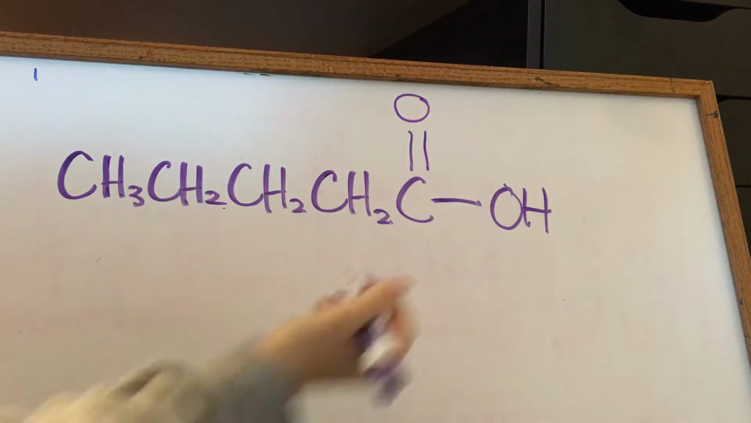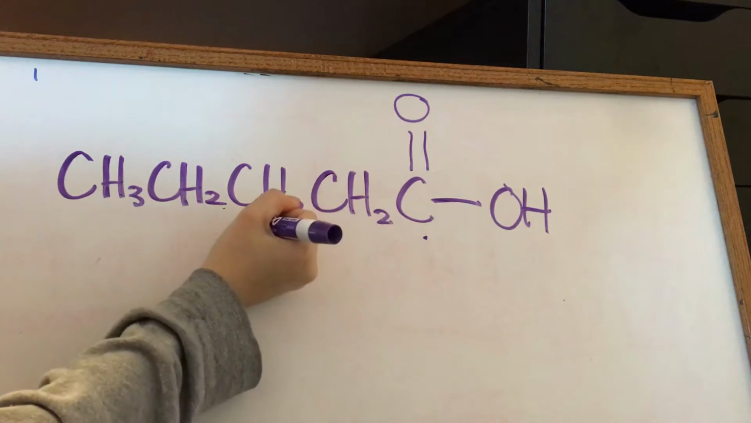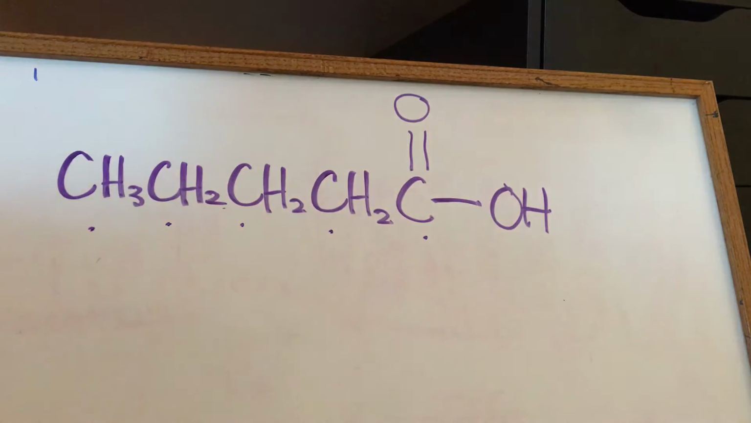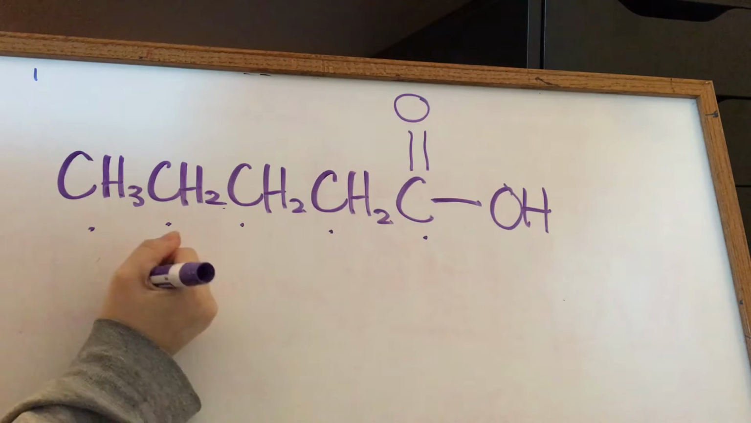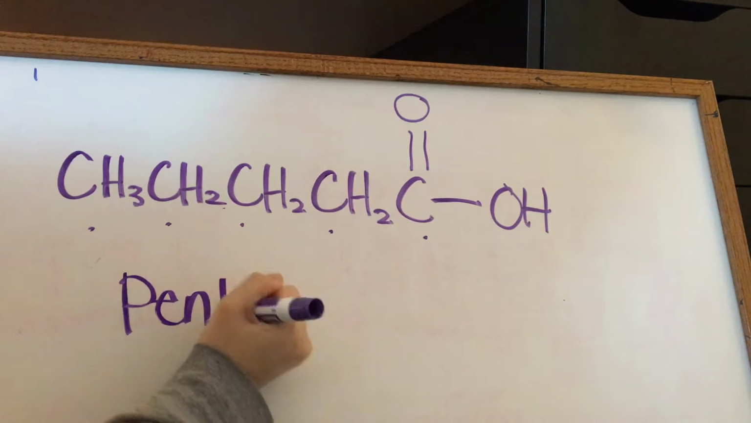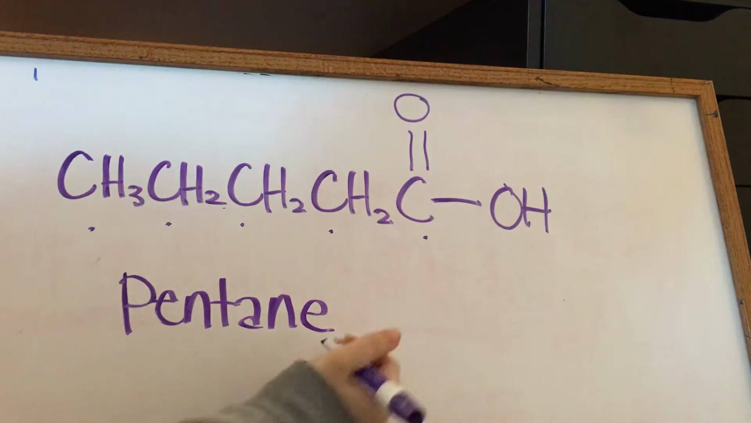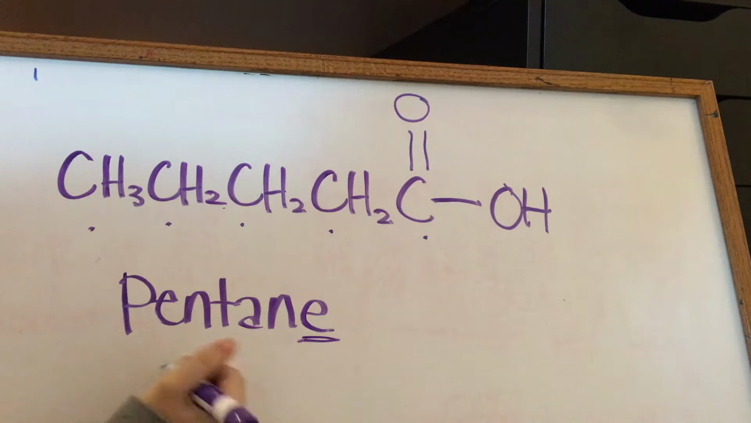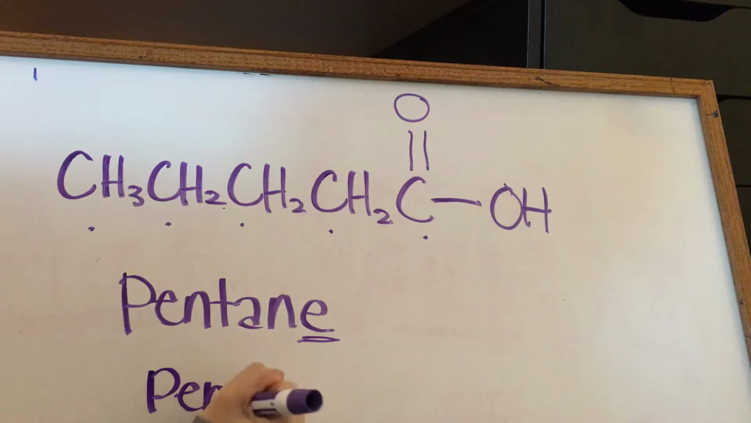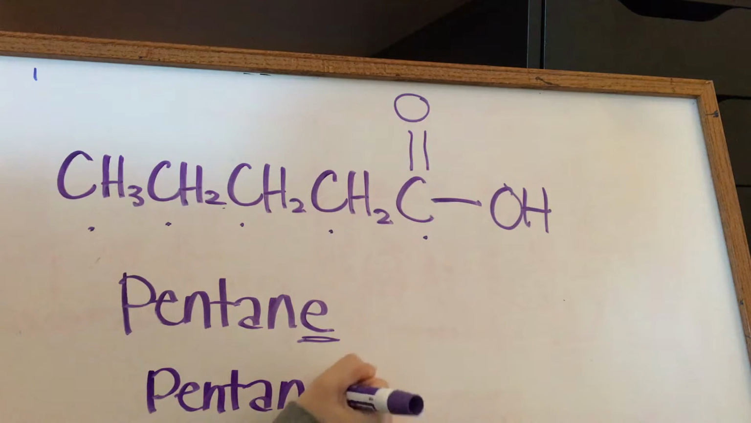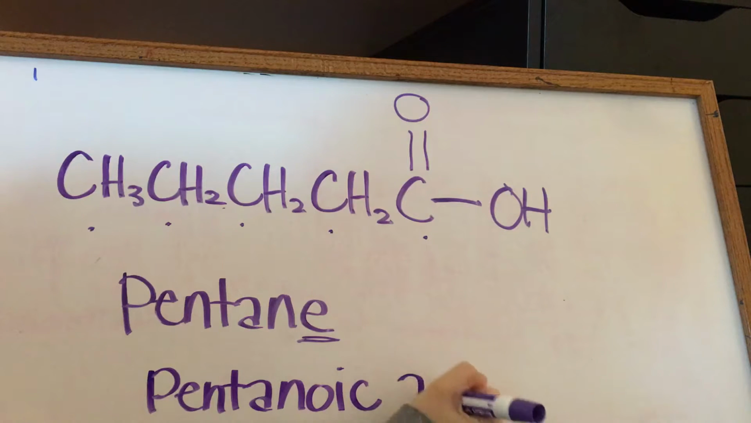Now, there's 1, 2, 3, 4, 5 carbon atoms. The alkane name would be pentane. And if you were to name the carboxylic acid, you would drop the E and add oic acid.